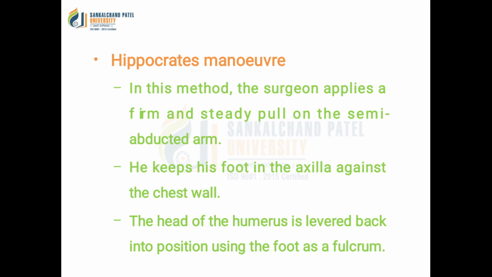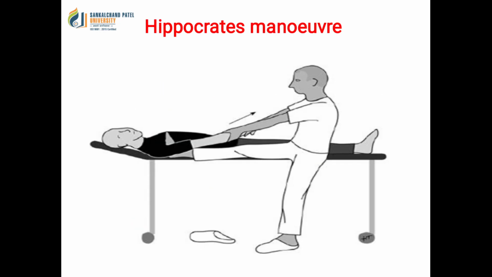Second method is Hippocrates maneuver. In this method, the surgeon applies a firm and steady pull on the semi-abducted arm. He keeps his foot in the axilla against the chest wall. The head of the humerus is levered back into position using the foot as the fulcrum. This image shows the Hippocrates maneuver, where the surgeon applies pressure to the axilla of the person with his foot.